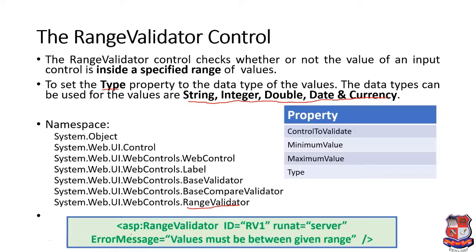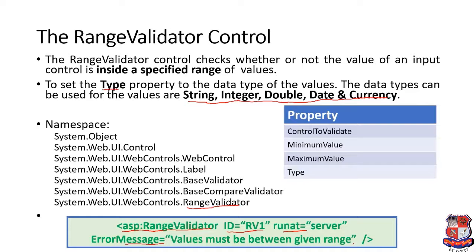We can see the range validator tag over here. It is like asp:RangeValidator. We have to mention some ID over here, for example, ID equals RV1. Then we have to write runat equals server. Then we have to write the error message, for example, value must be between given range.